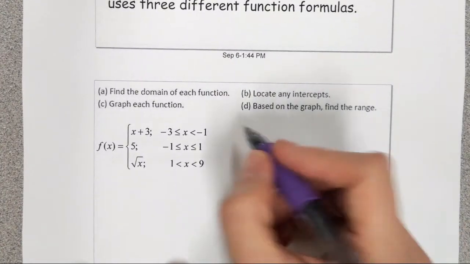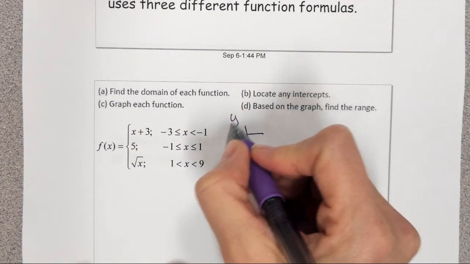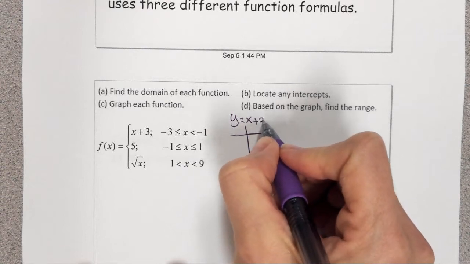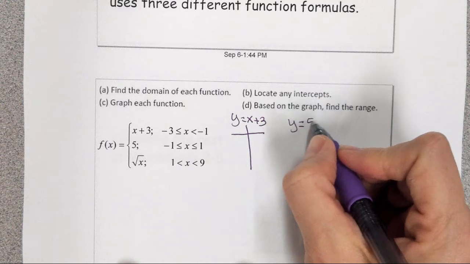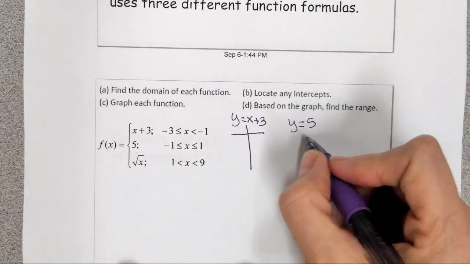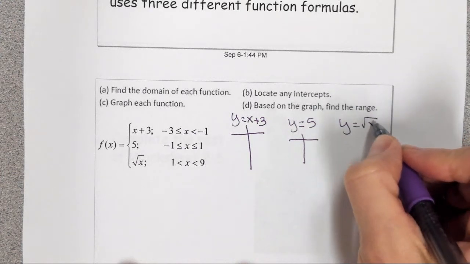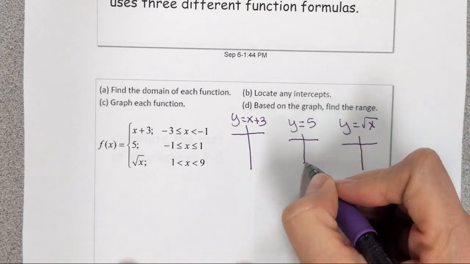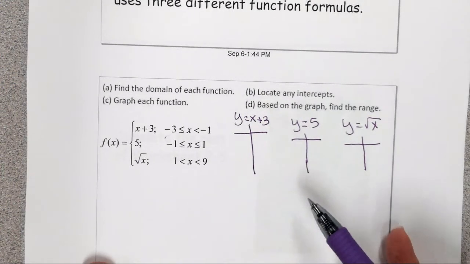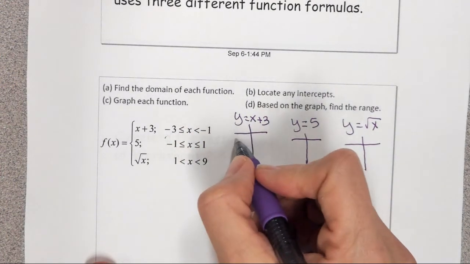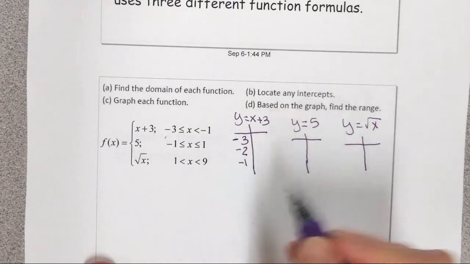So I'm going to have 3 different t-charts. I'm going to have a t-chart for y equals x plus 3. I'm going to have a t-chart for y equals 5. And I'm going to have a t-chart for y equals the square root of x. Okay, for each one of these t-charts, they even tell me which x's I'm going to use. They tell me on this one, I'm going to use the x's between -3 and -1.